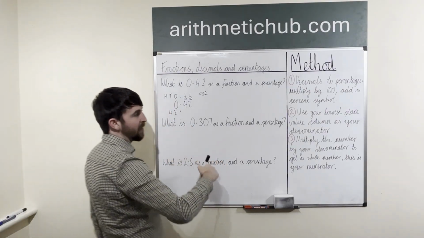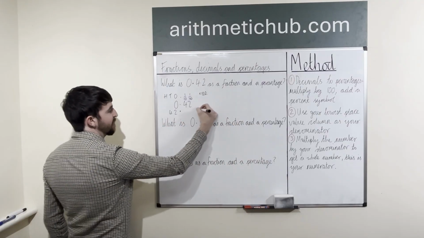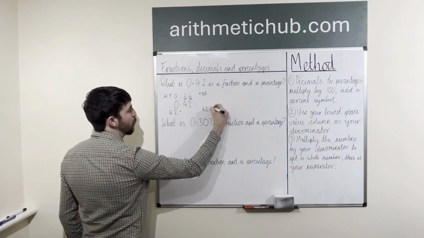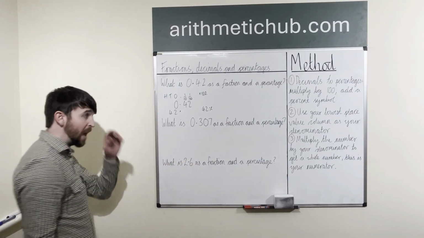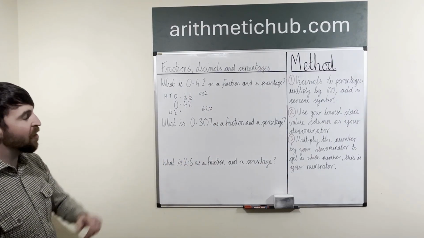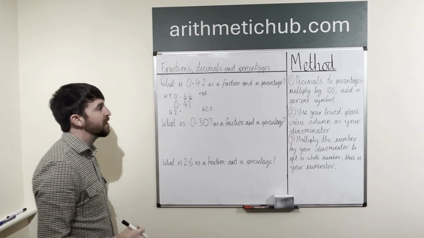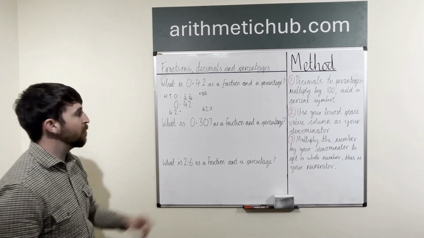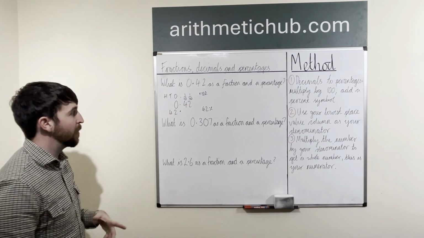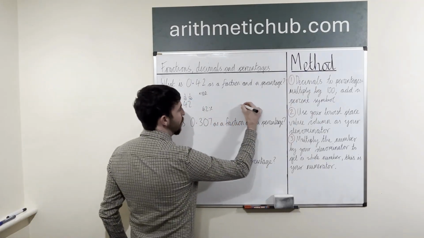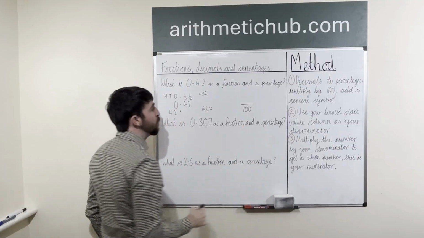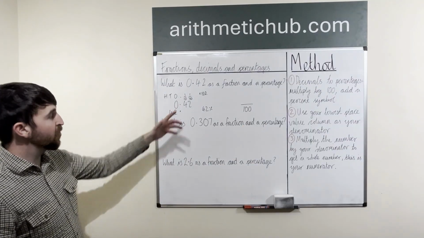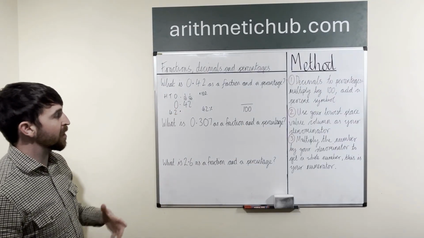Okay, and we can't just leave it as 42, we need to add our percent symbol, so it's going to be 42%. So as a percentage, 0.42 would be 42%. As a fraction, this is what it says: use your lowest place value column as your denominator. My lowest place value column here is my hundredths, so my denominator is going to be over 100, okay? So it's over 100, that's my denominator.